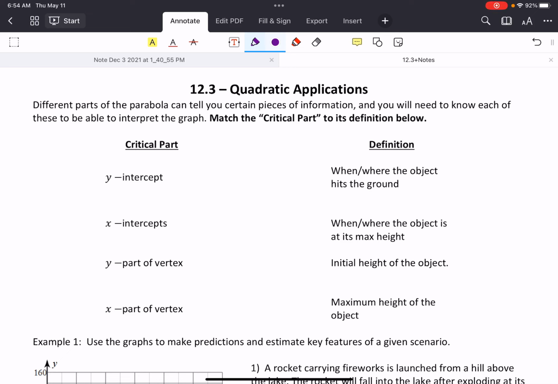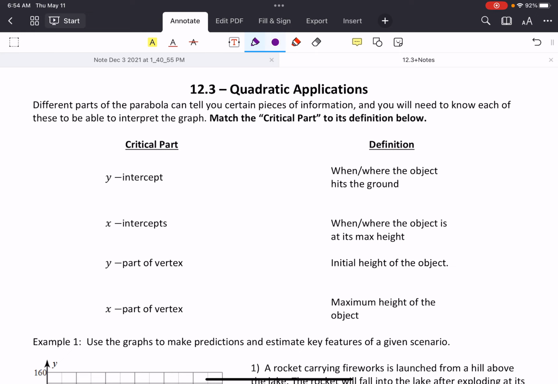Okay, here is the lesson about quadratic applications. This is where we talk about quadratics in real life. We're going to take these key features that we talked about on day one, the y-intercept, the x-intercept, the y part of the vertex, and the x part of the vertex, and match them with the words that you would find in a story problem.